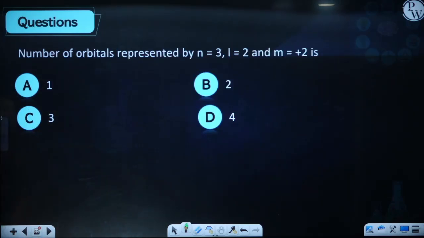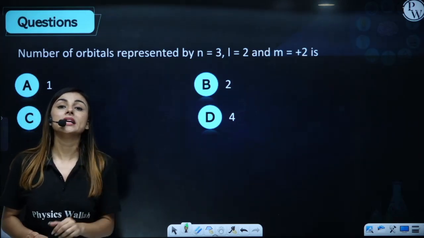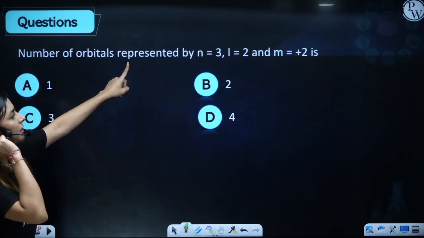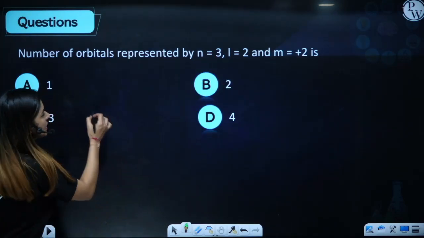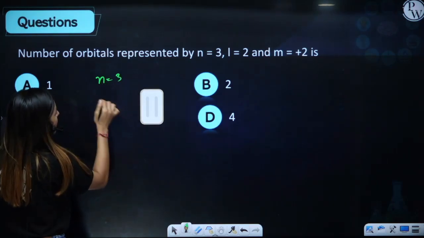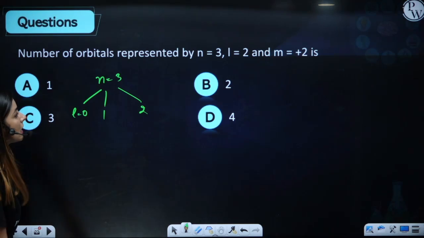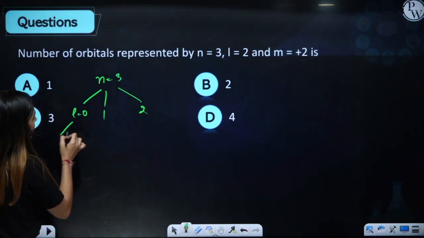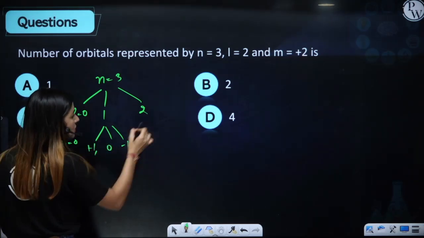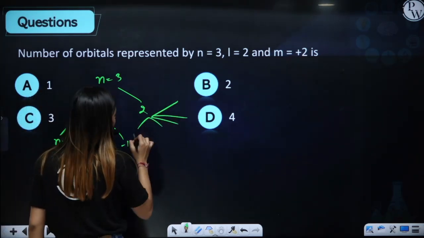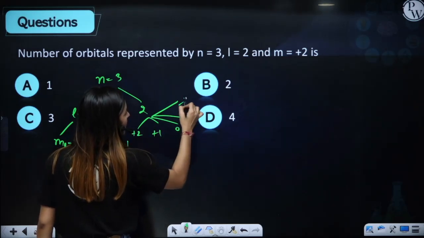Next question. Number of orbitals present. You have to give the number of orbitals, that is how many houses are present. Number of orbitals present for n is equal to 3, l is equal to 2 and m is equal to plus 2. So, this means that if you have n is equal to 3, you can have L 0, 1 and 2. And here you can have ML 0, plus 1, 0 and minus 1. You can have so many values here: plus 2, plus 1, 0, minus 1 and minus 2.